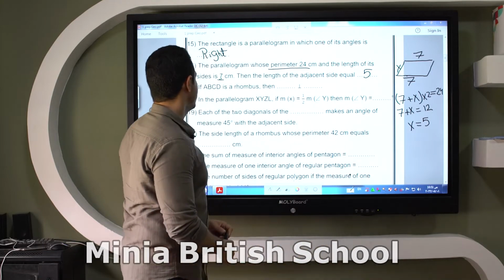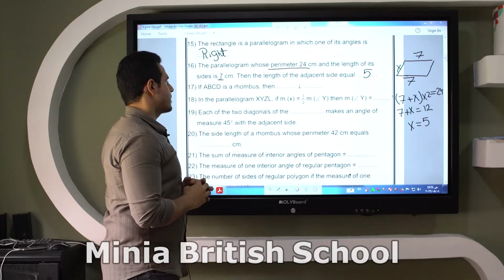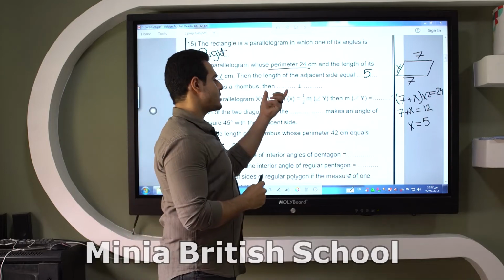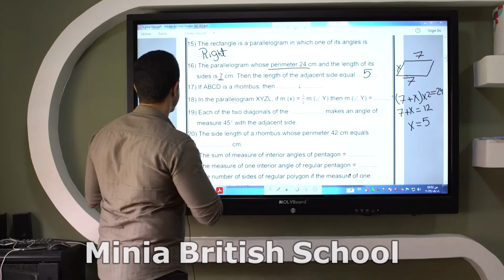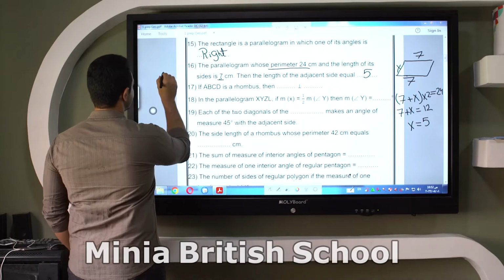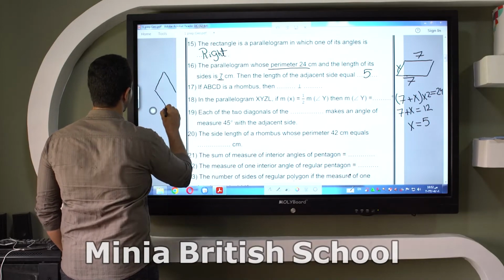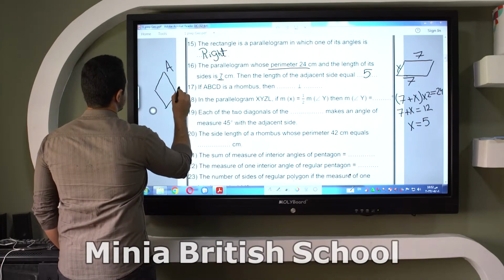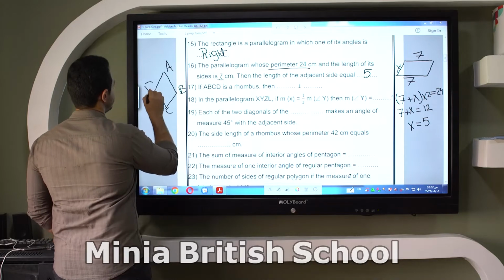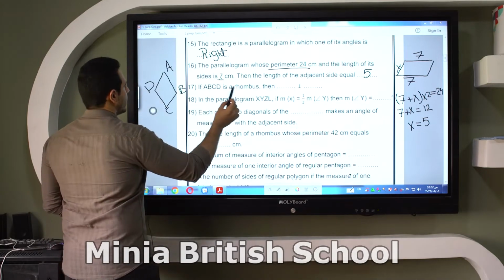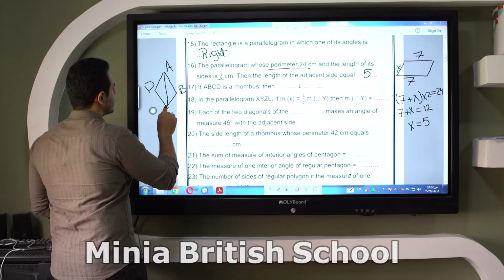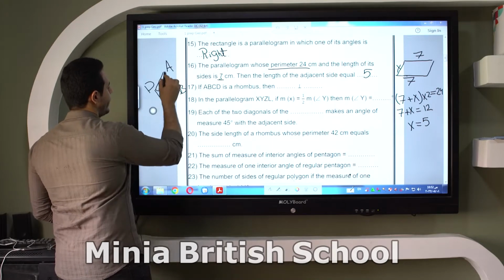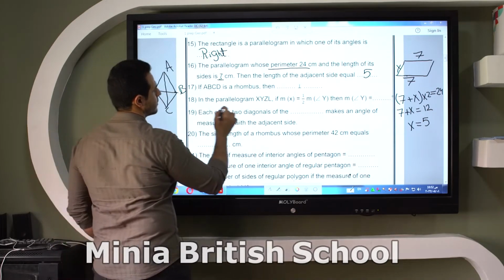Okay? If ABCD is a rhombus, then what are the two lines that are diagonals? Let's draw this rhombus ABCD: A, B, C, and D. The two diagonals in a rhombus are perpendicular. So AC is perpendicular to BD.